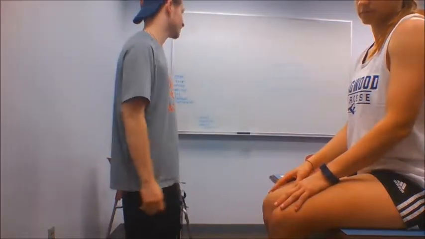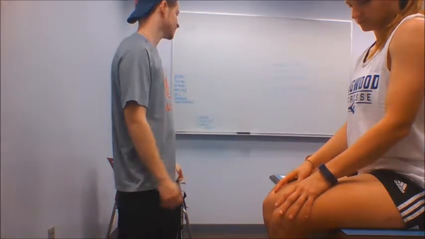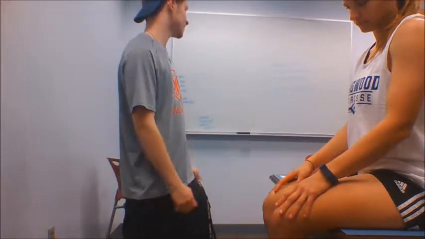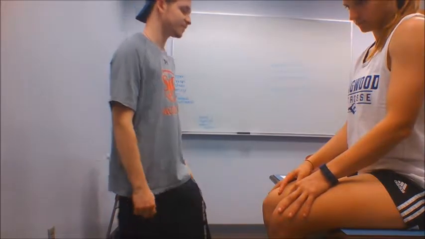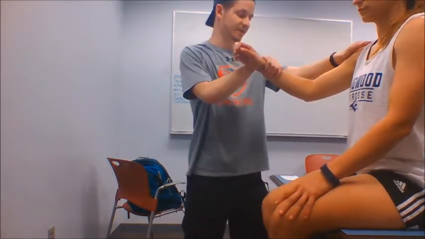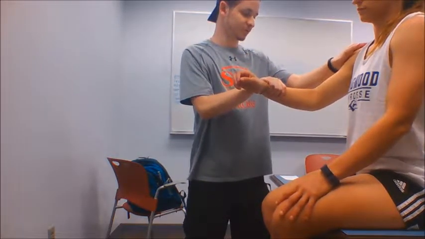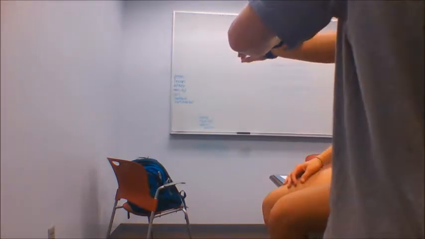The origin is the lateral one-third of the clavicle. The insertion is the deltoid tuberosity. The action is humeral flexion, abduction, horizontal abduction, and internal rotation. So you want to have the arm like this, stabilize at the shoulder, and try to bring them back to the midline. 1, 2, 3, 4, 5, relax. Check bilaterally. And 1, 2, 3, 4, 5, and relax.